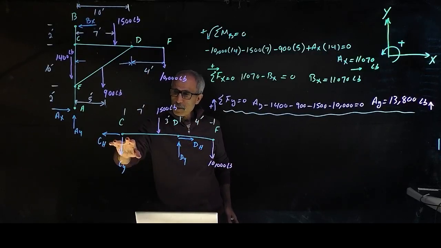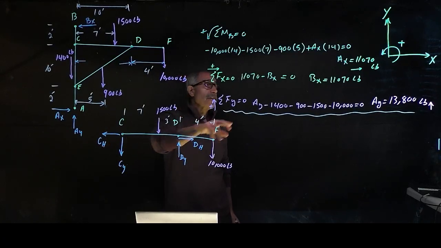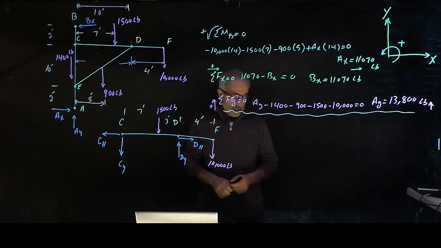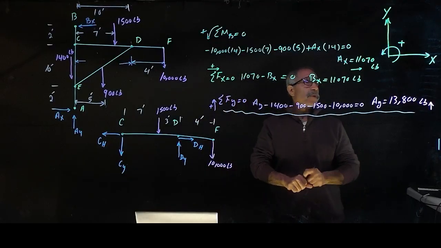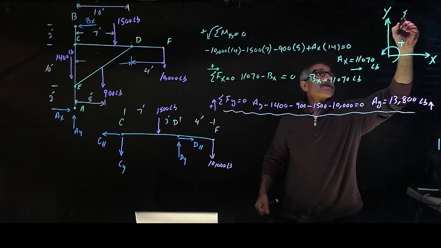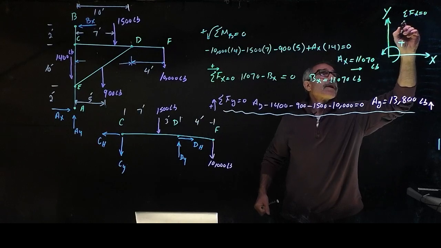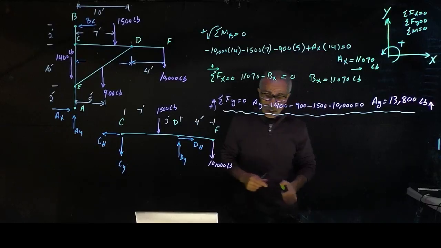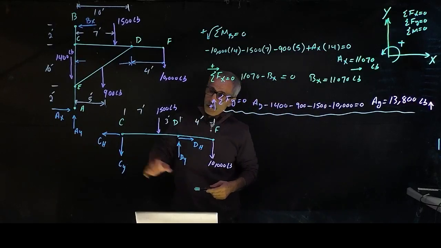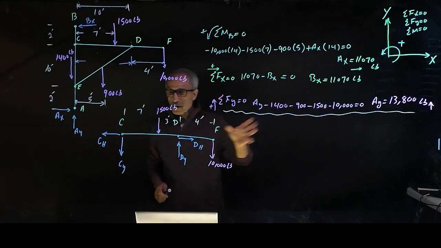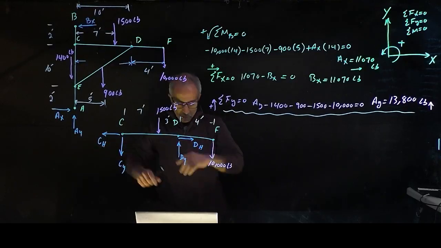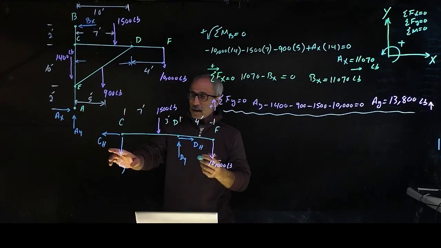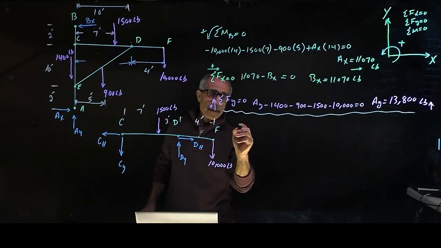I'm going to take a moment about point C because I got 1, 2, 3, 4 unknowns, and I only have 3 equations. The equations that we talked about: summation f of x is equal to 0, summation f of y is equal to 0, summation moment is equal to 0. So now we have 3 equations, 4 unknowns, but 2 of them are concurrent, so we can easily solve it. Let's take a moment about point C.